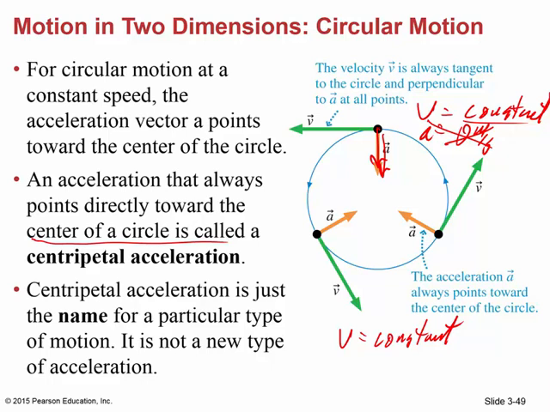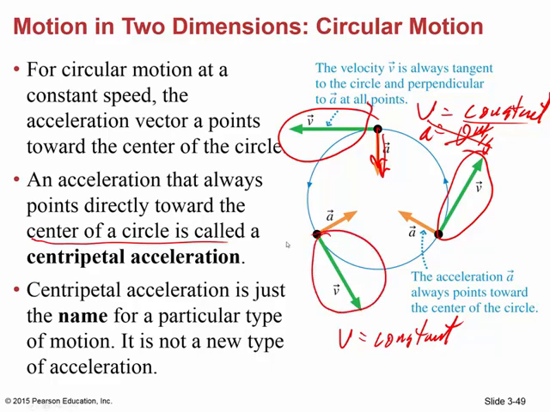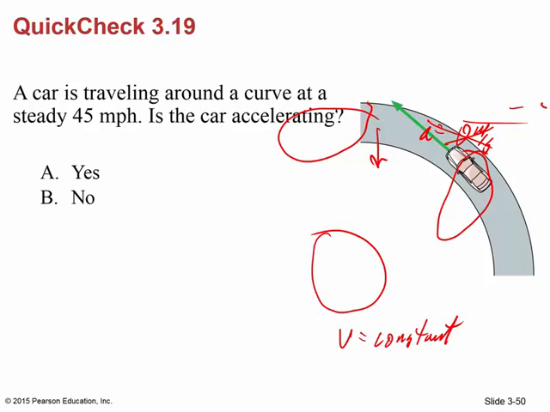And why does it have acceleration? Because, as you notice with these arrows, the direction of the velocity is continuously changing. Okay? Therefore, that causes acceleration. You say, yeah, but the magnitude of the velocity is not changing. You're right. But it still has acceleration because the direction of the velocity is constantly changing as it moves through that circular path. Okay, is the car accelerating? Absolutely, it sure is.